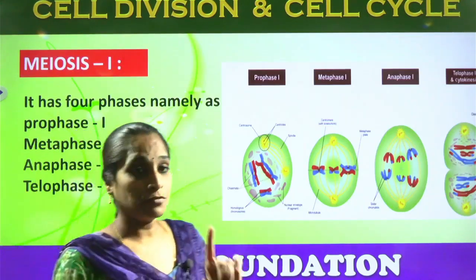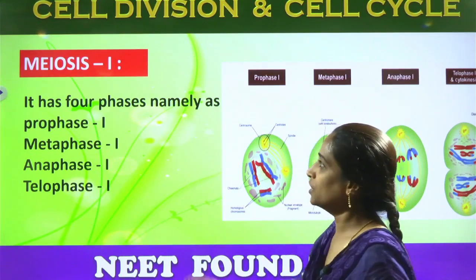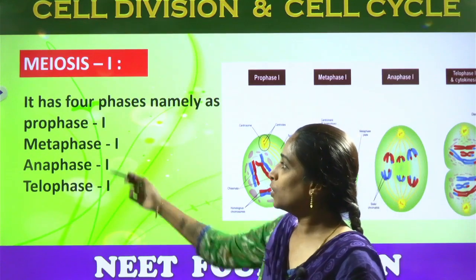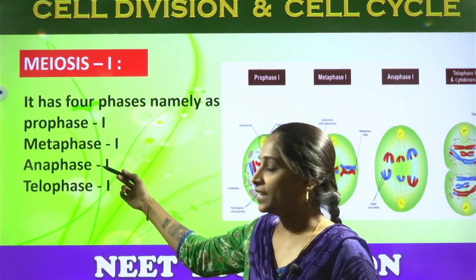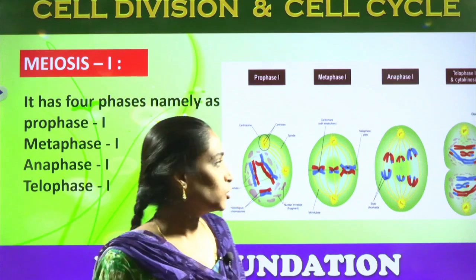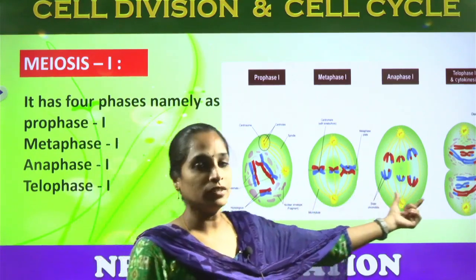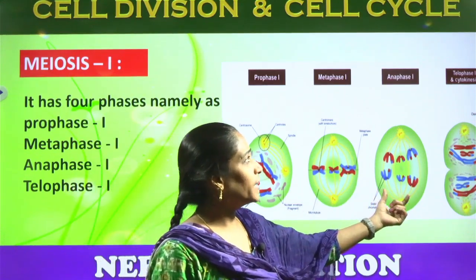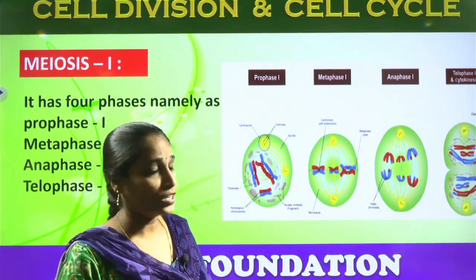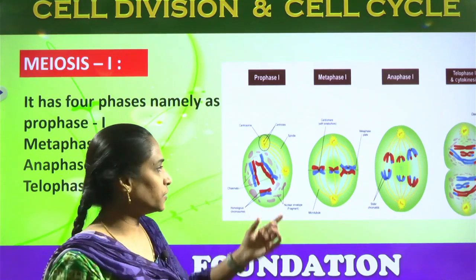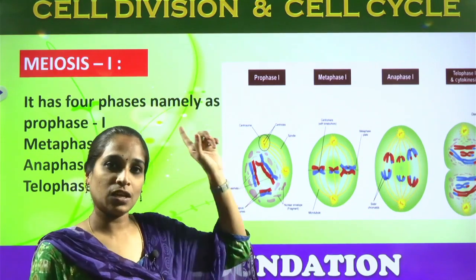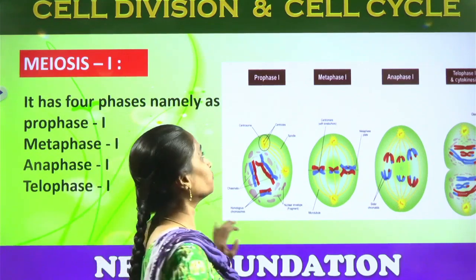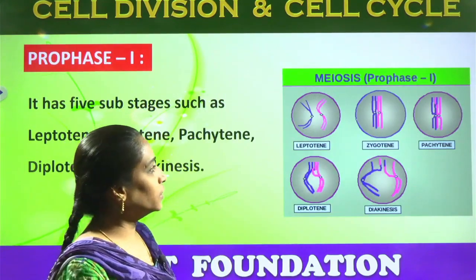Next, let us see the first phase of meiotic cell division, meiosis 1. In meiosis 1, how many phases can we observe? Prophase 1, metaphase 1, anaphase 1 and telophase 1. That is what is shown in the figure, right? Slight differences can be observed in the chromosomes as compared to mitotic cell division. Let us see in detail what happens in prophase 1.